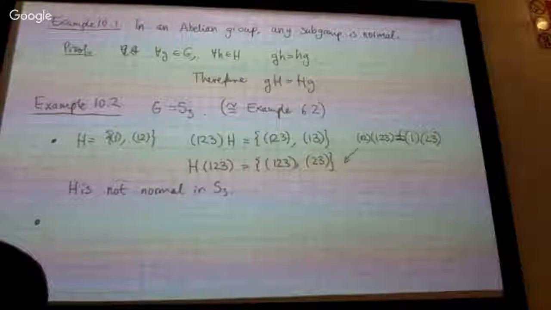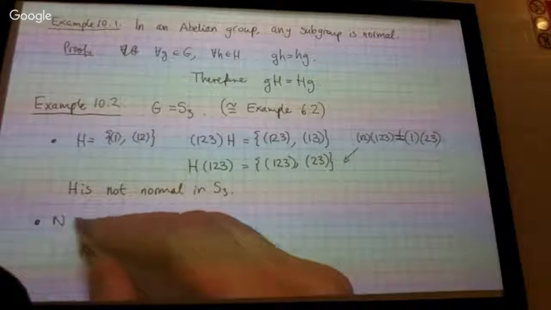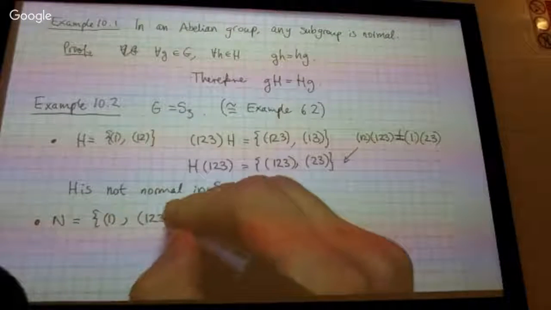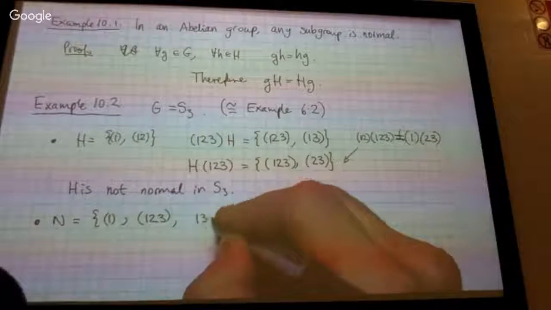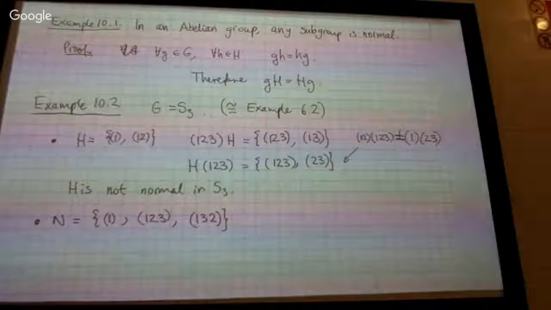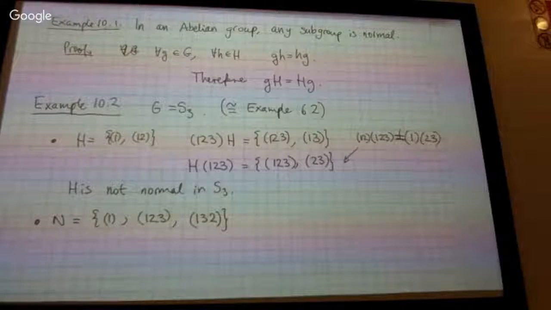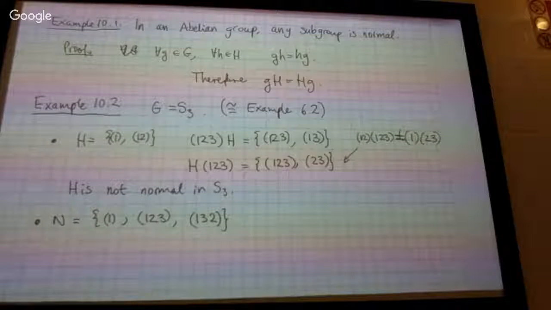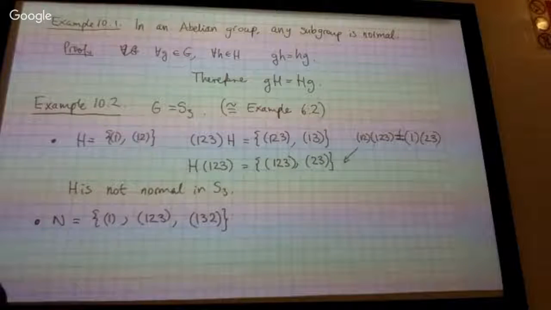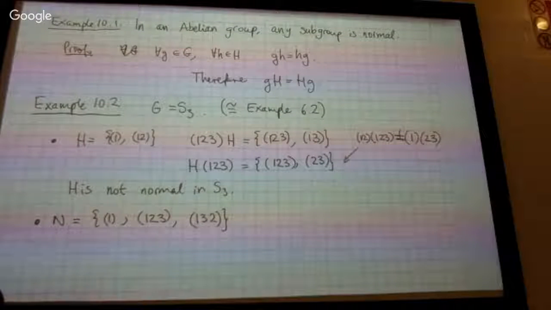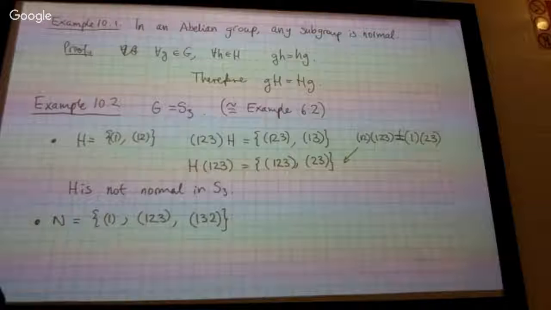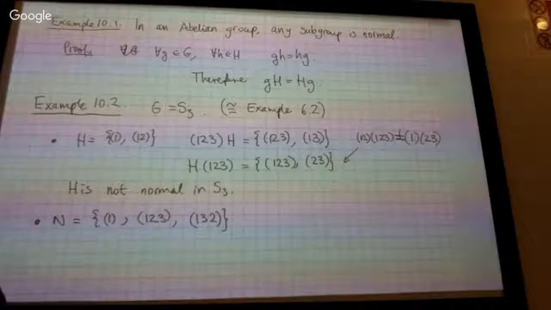A real example is when you take n to be 1, (1 2 3), (1 3 2). So these are all the even permutations. It's actually A3. And so what's the index of this subgroup in S3?